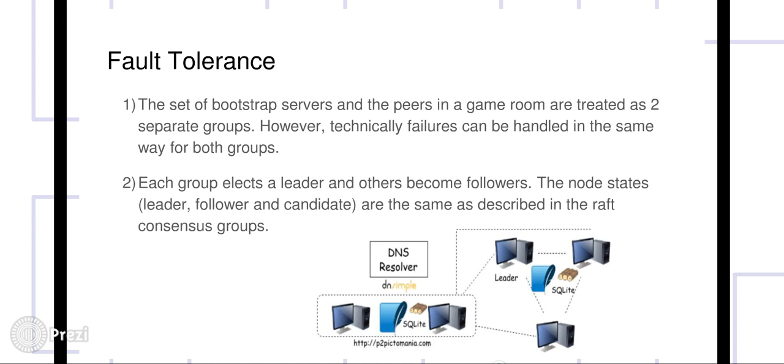As we see in the figure, the set of Bootstrap servers and peers in a game room are treated as two separate groups. However, technically, failures can be handled in the same way for both of these groups. Each group elects a leader and others become followers in the group. The node states, that is leader, follower, and candidate, are the same as described in the Raft consensus groups.